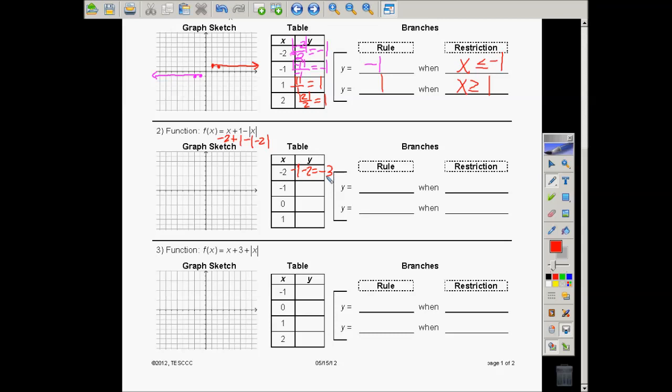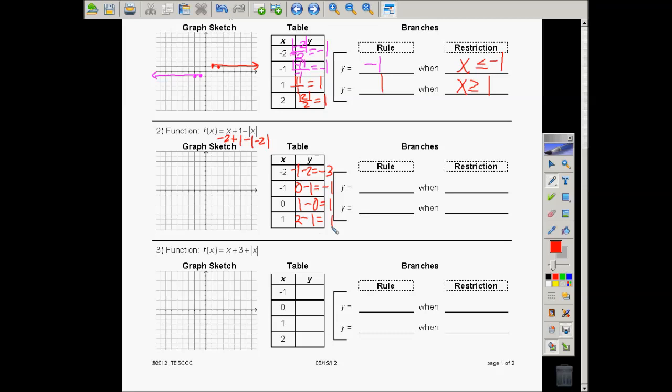So then I'm going to do the next one. So I plug in negative 1. Negative 1 plus 1 is 0. Absolute value of negative 1 is 1. So 0 minus 1 equals negative 1. I'm going to plug in 0 again. 0 plus 1 is 1. The absolute value of 0 is 0. So 1 minus 0 is 1. I'm going to plug in 1. 1 plus 1 is 2. Minus the absolute value of 1, which is 1. 2 minus 1 is 1.